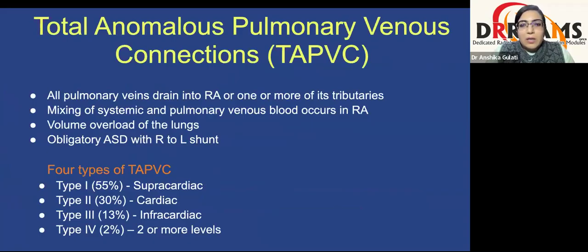Second disease entity in group 4 category is TAPVC, that is total anomalous pulmonary venous connection. Now all the 4 pulmonary veins will drain into right atrium or one of its tributaries, maybe SVC, IVC, portal vein, hepatic veins. Any of the systemic vessels will receive the drainage from the pulmonary veins. And depending upon the type of the drainage, TAPVC can further be classified into supracardiac, cardiac, infracardiac, or mixed type.